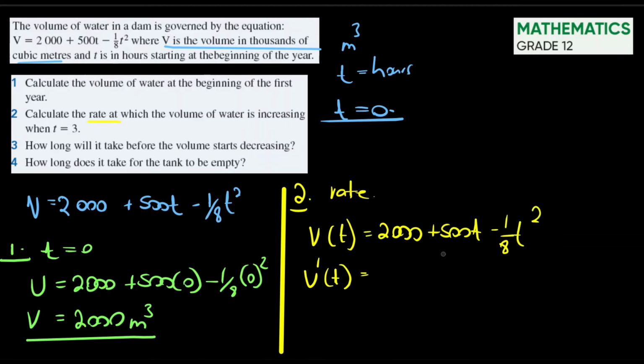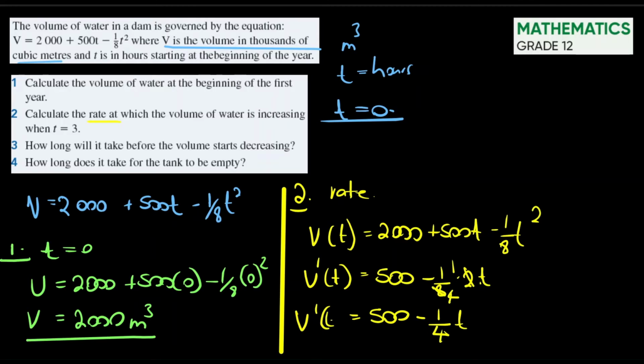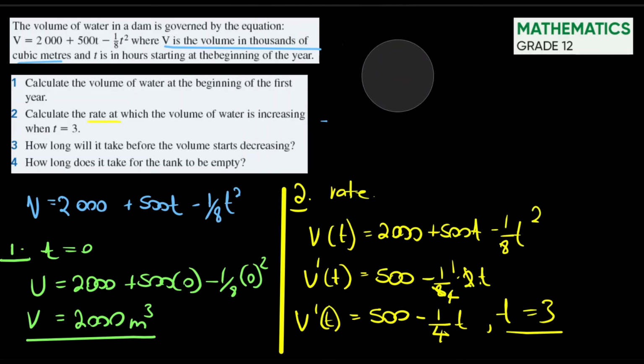The constant will be 0, and then 500t will be 500, and then we drop the exponent of 2, which will be 1/8 times 2 t to the power of 2 minus 1. So V prime of t, the derivative, is 500 minus, 2 into 2 is 1, 2 into 4, 2 into 8 is 4, which is 1/4 t. This will be our first derivative. Now we've calculated the rate, but they're telling us the rate after how many hours? 3. So it means where there's t, we need to substitute 3.